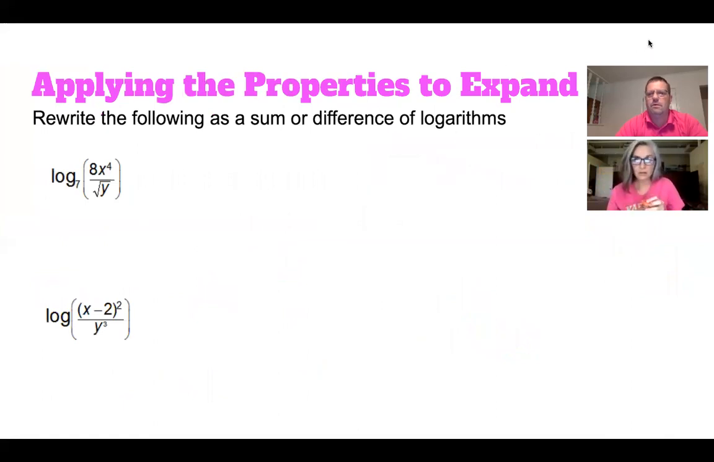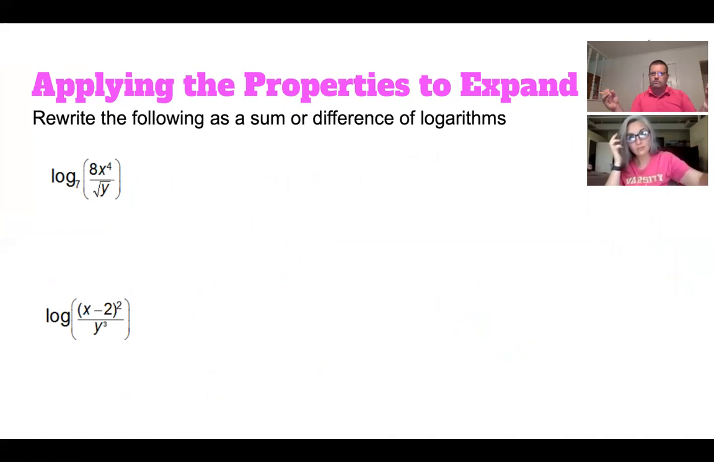So let's do a couple where we're doing more complicated ones, where we're using multiple rules to either pull them apart or combine them. So here's an ickier problem that's got multiple rules within one. Can I say what I see? What do you see in the first problem? I see a fraction. Okay. Division. Okay. I see 8 times x to the 4th, which is a product. I see an exponent of 4, which I know I can do something with. And I even see a square root on y. And I think that's an exponent too.